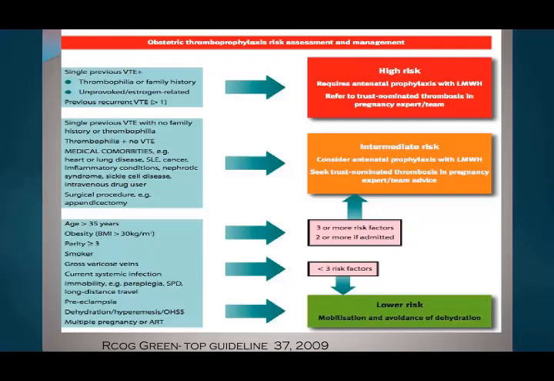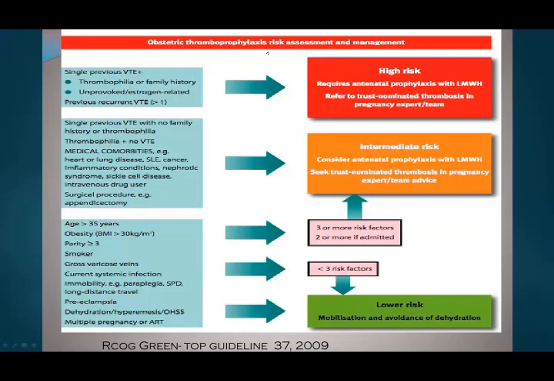Now, this is very important: how we are carrying out obstetric thromboprophylaxis, its risk assessment and management.